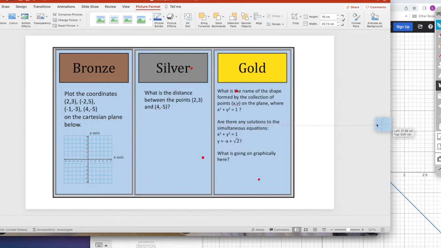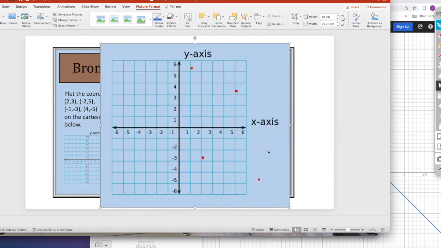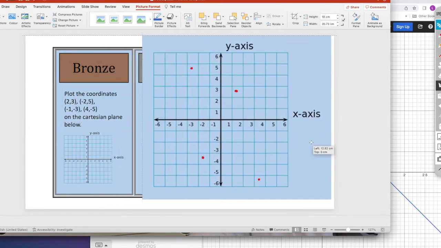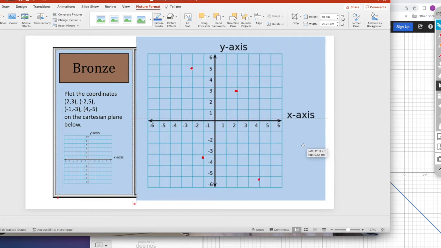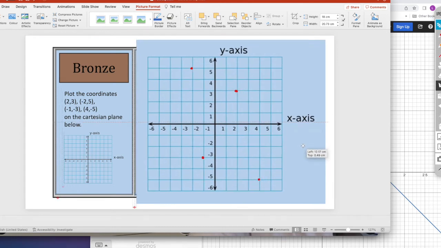What is the distance between the points (2, 3) and (4, -5)? Let me just put this back where it was. There we go. I think it was there. So (2, 3) and (4, -5). These are the points we've already plotted. Now, what is the distance between these two?